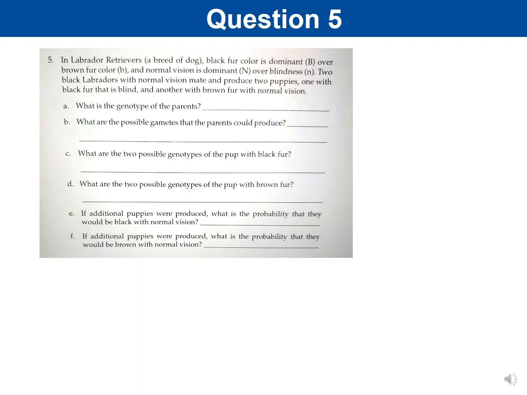So if you're trying to solve this type of problem, I'm going to give you a hint. Start with writing out the genotypes of the parents. So I would write this out: two black, normal. Black, normal is crossed with black and normal. And they have offspring. One is black and blind, and the other offspring is brown and normal.